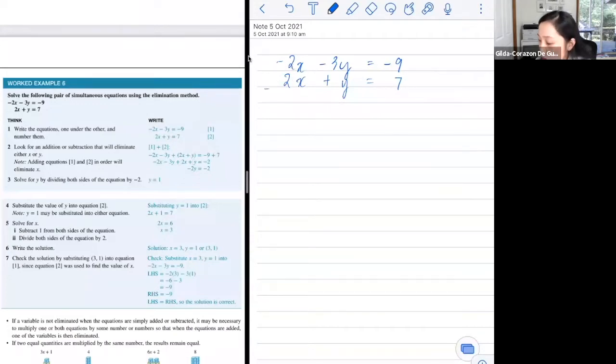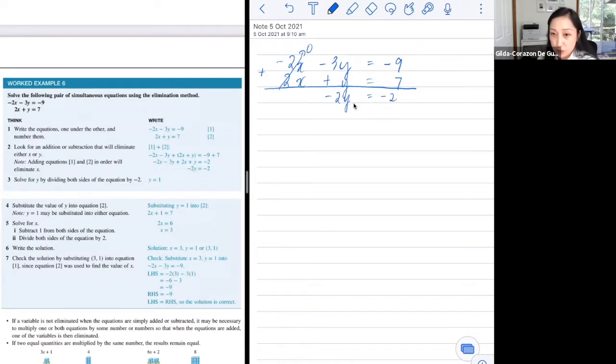Looking at this one, since they are opposites, we can add them together, right? If we add these two terms, -2x plus 2x, that becomes 0. It zeroes out, right? What we do with one term, we do with the rest of them. So we add -3y and y, we get -2y. Equals, what's -9 plus 7? That's equal to -2. Now we've eliminated the x term, we only have the y term.